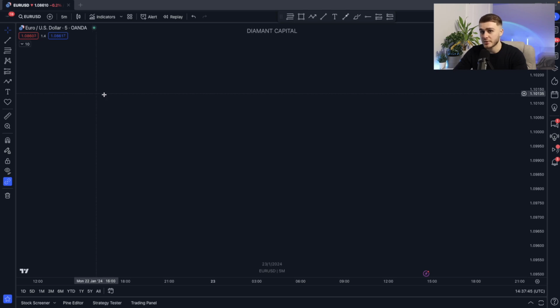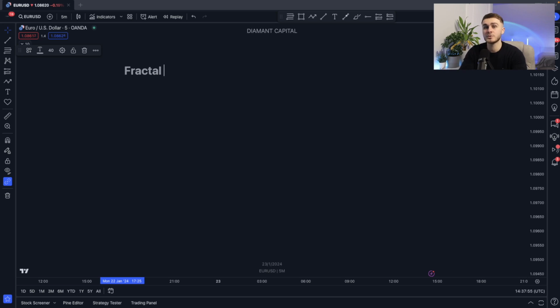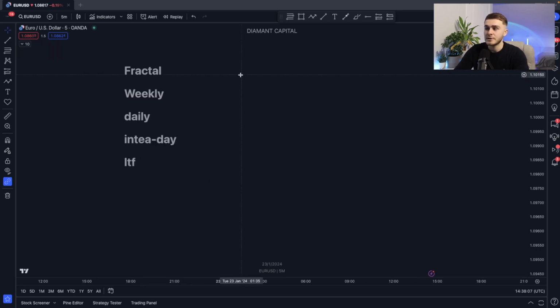Remember, the market is fractal, right? So whatever happens on the higher time frames will also happen on the lower time frame. So if we have this fractal nature of the market, that means that liquidity theorems can also be applied on all types of time frames as well, right? So for example, if we can apply it on a weekly, we can also do it on the daily. We can also do it intraday, and then obviously on the lower time frames as well.